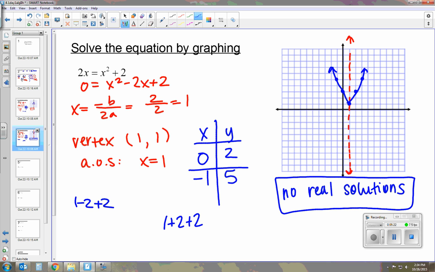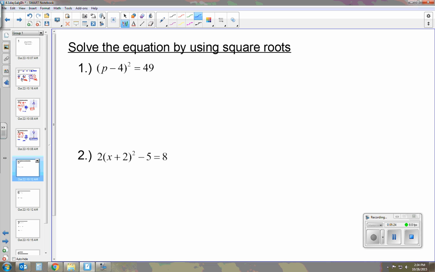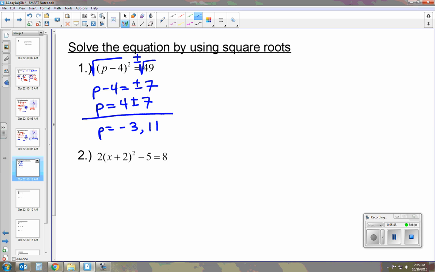All right? Now let's talk about using square roots. This is another method that we can use, is square rooting. So what we're going to do first is square root both sides. Don't forget your plus minus. So we have p minus 4 equals plus or minus 7. Move the 4 over, and we get 4 plus or minus 7. Now don't leave it like this. We can simplify it. So we do 4 minus 7, which is a negative 3, and 4 plus 7, which is 11. And that one has 2 solutions.